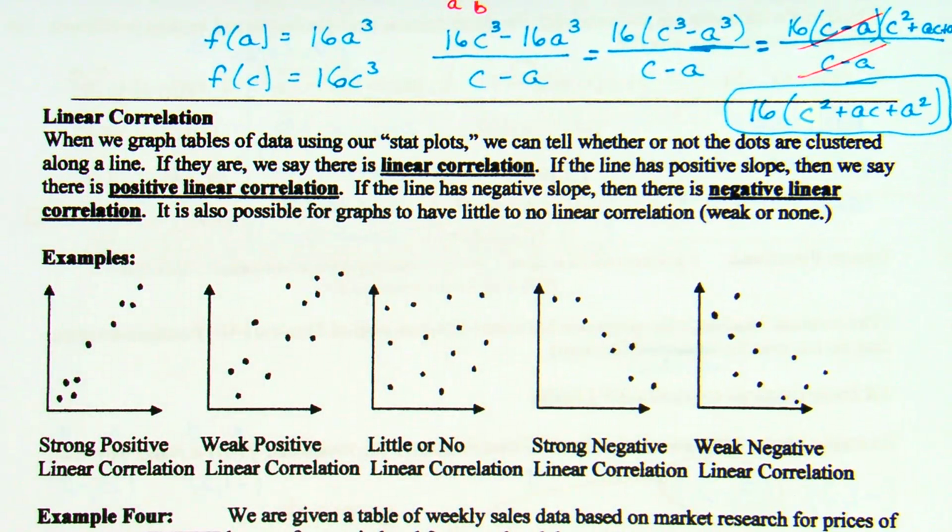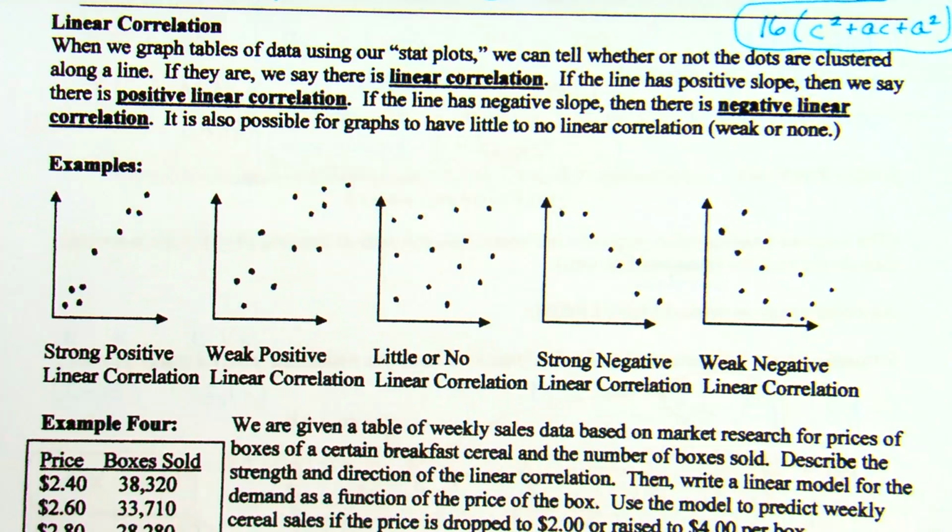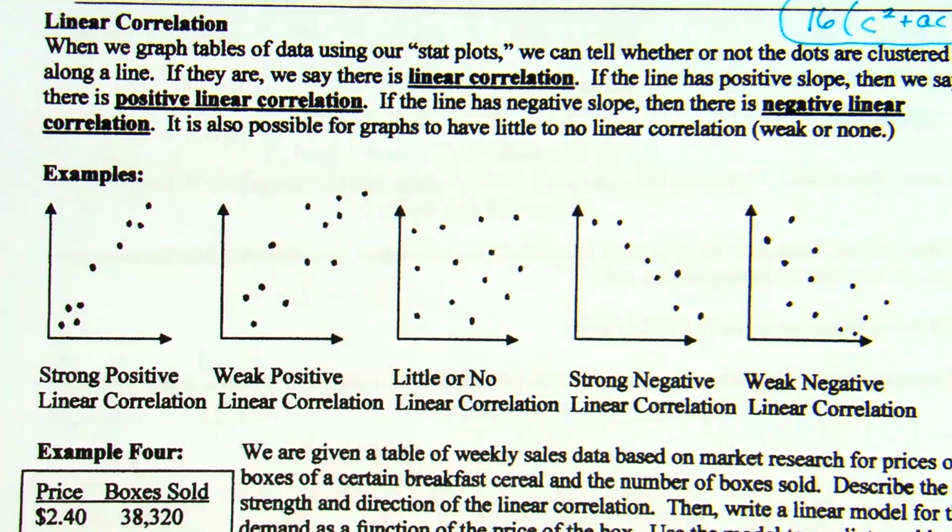If the line has a positive slope, then it's positive correlation. If it has a negative slope, it's negative correlation, right? Old news. Some examples. You guys okay with those pictures there? Strong positive linear correlation. You'll notice those points are moving up and to the right, and it's tight. I mean, we can see where we need to draw the line through it.